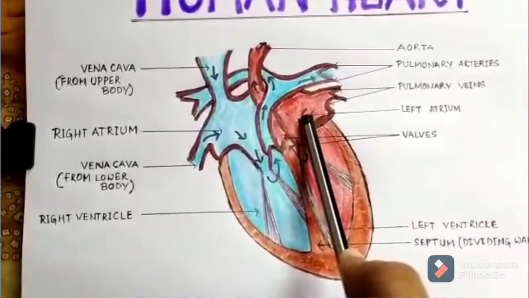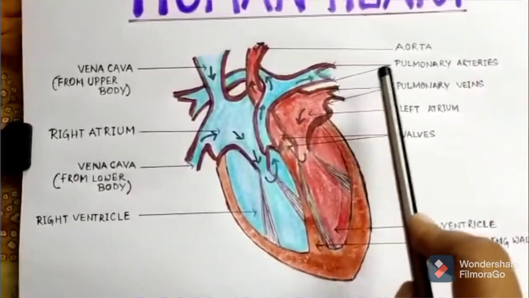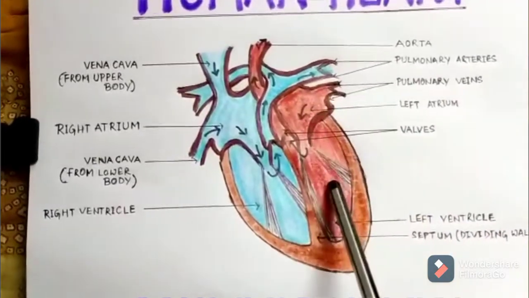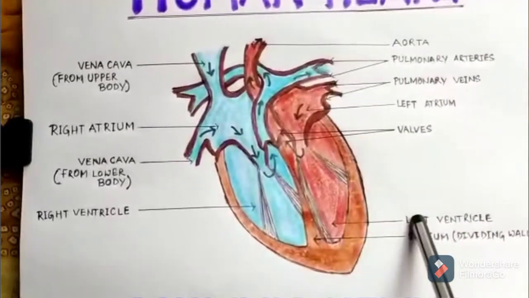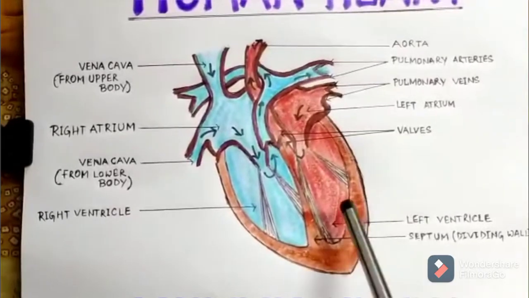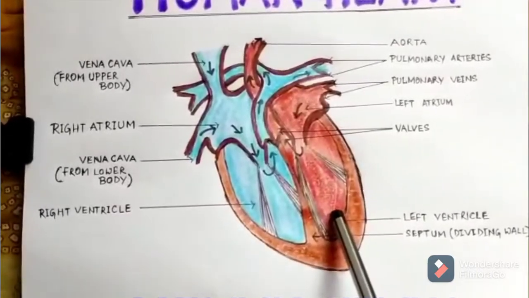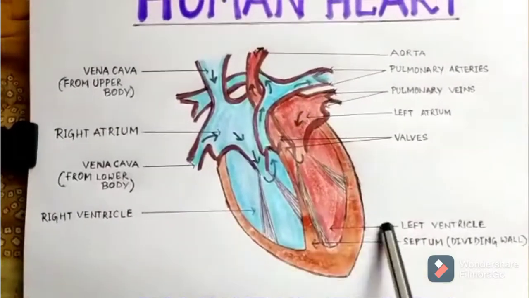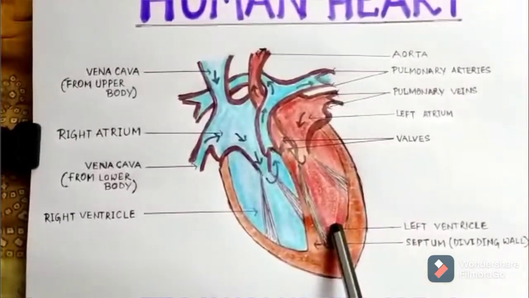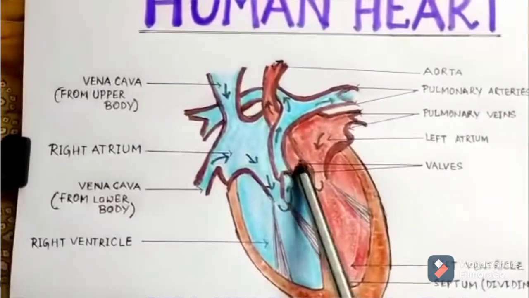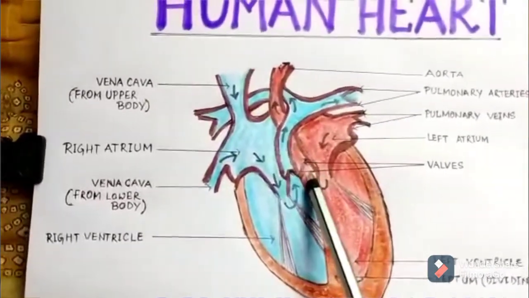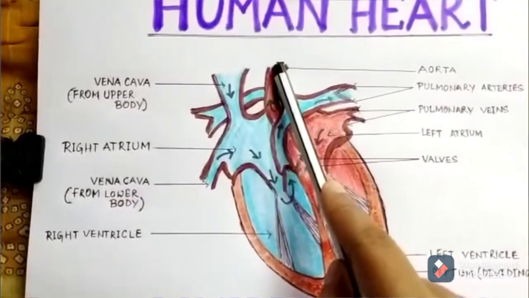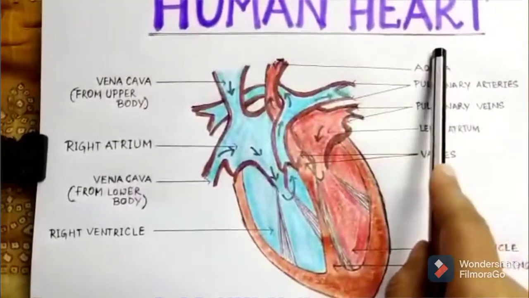Left atrium is in a relaxed state when it receives the blood from the pulmonary vein. Then the left atrium contracts and pumps the oxygenated blood into the left ventricle. Left ventricle is in a relaxed state when it receives the blood, oxygenated blood from the left atrium. Left ventricle then pumps the oxygenated blood through this valve into the aorta. This valve will open into the aorta. Aorta will distribute this oxygenated blood to different parts of your body.